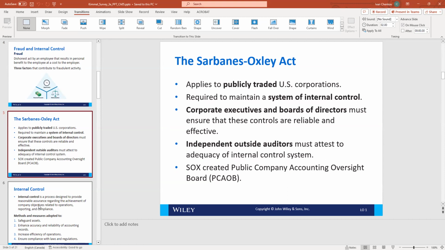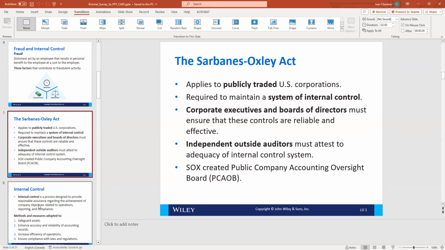So who created that act? It was created by the accounting oversight board, whose purpose is to create rules which can be applied to every company for only one reason: for those companies not to do any fraudulent transactions.